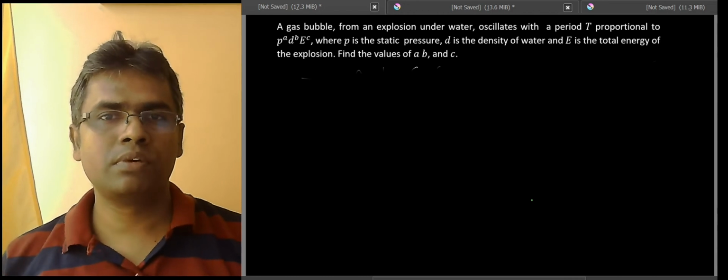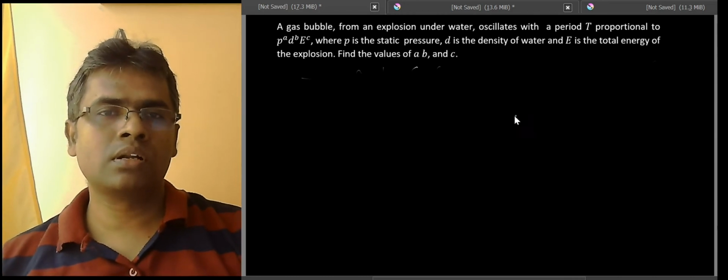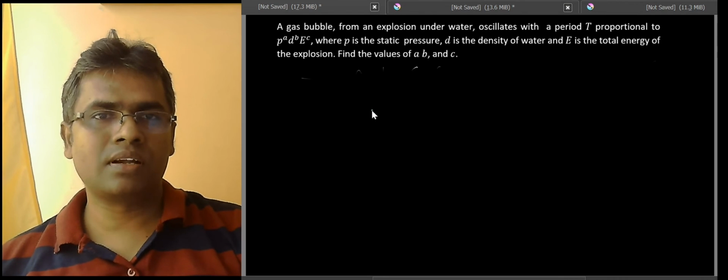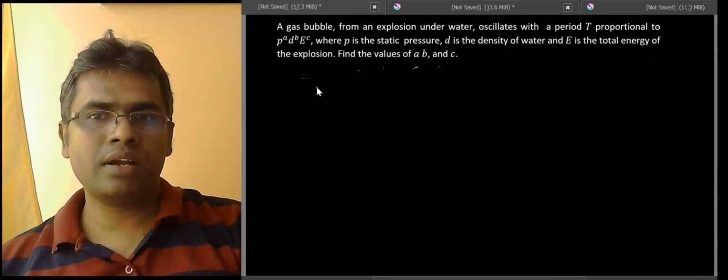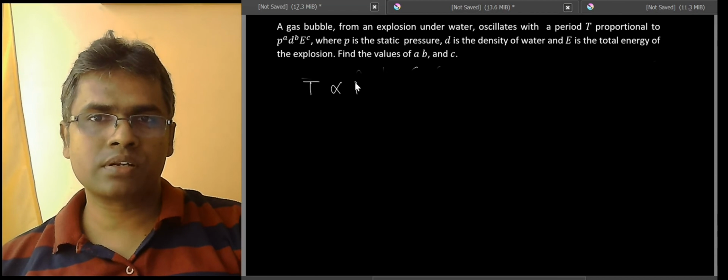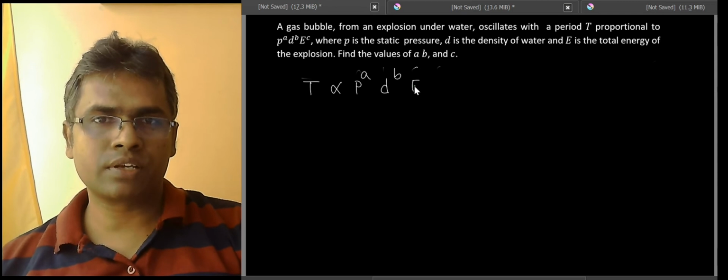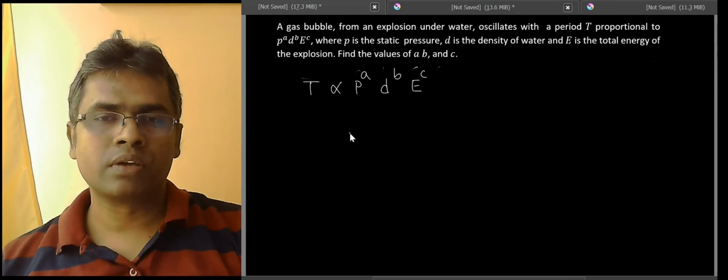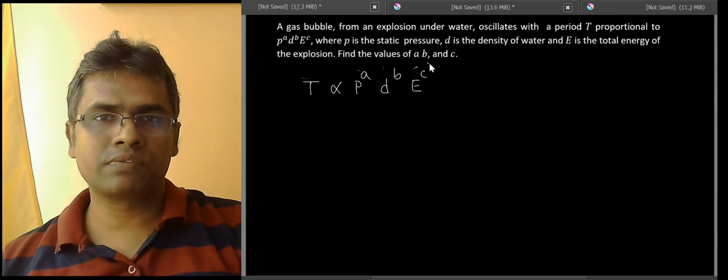A gas bubble formed from an explosion under water oscillates with a certain time period. The period T is proportional to pressure raised to A, the density of water raised to B, and the energy of explosion raised to C. We need to find the values of A, B, and C.